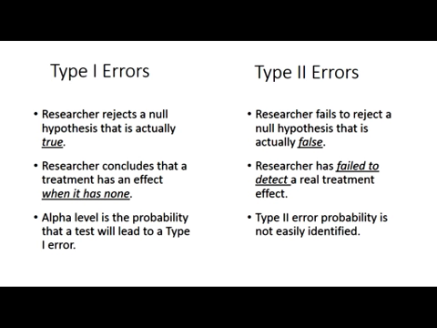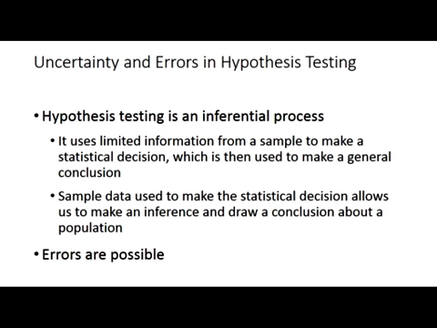So type 2 errors. The researcher fails to reject a null hypothesis that was actually false. Researchers failed to detect a real treatment effect when there actually was one. And the probability of a type 2 error is not easily identified.